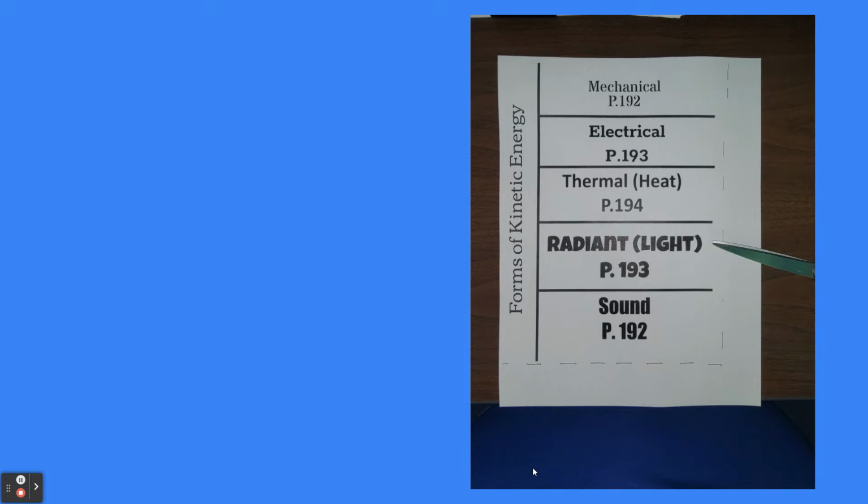All right, so we're going to start with the different types of energy. So, looking at the handouts that we're doing today, you've got two. All right, you've got kinetic energy, and there's five types: mechanical, electrical, thermal or heat energy, radiant or light energy, or sound energy. Sound, I think, is the easiest one.